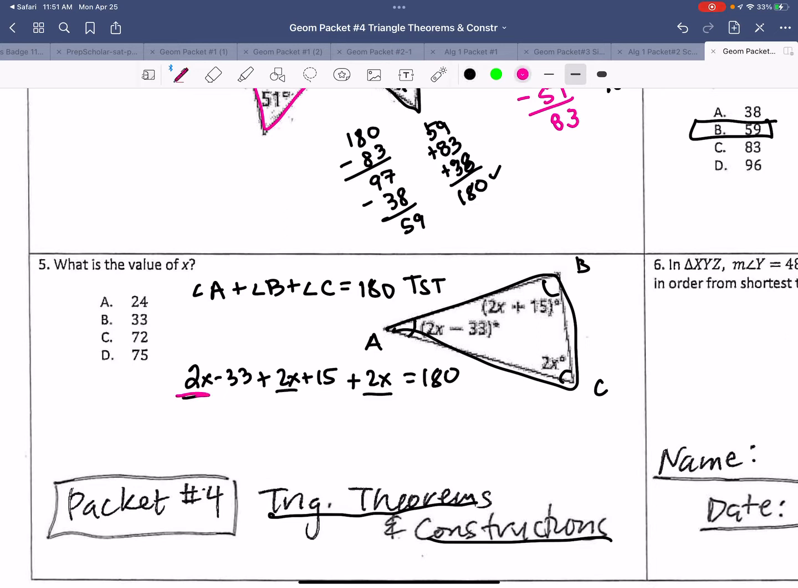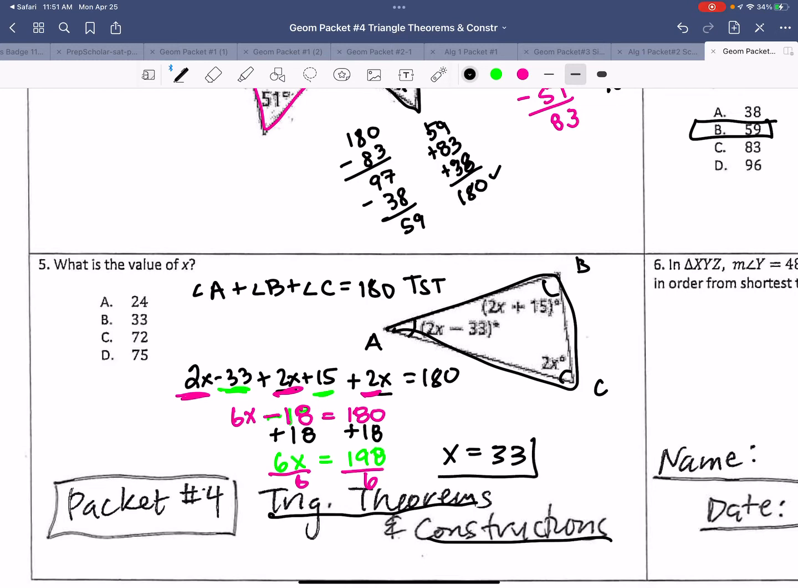All right, so as we combine these terms, 2, 4, 6, I have a total of 6x. Now as we combine these, negative 33 plus 15, we'll get negative 18. Okay, and that should add up to 180. So we'll add 18 on both sides to get 6x equals 198. Then we'll divide 6 on both sides. This leaves us 198 divided by 6. I get the answer 33.